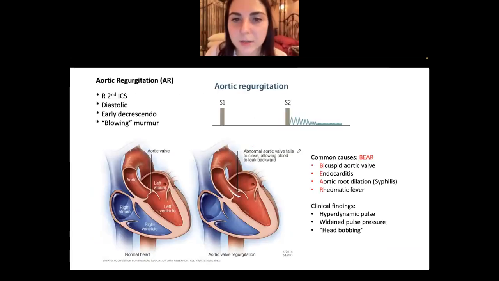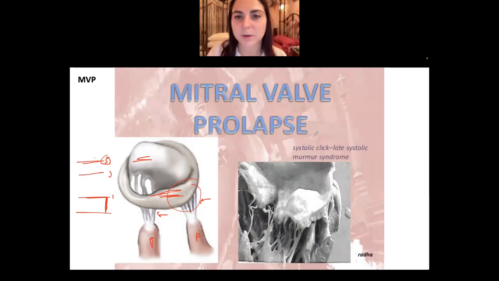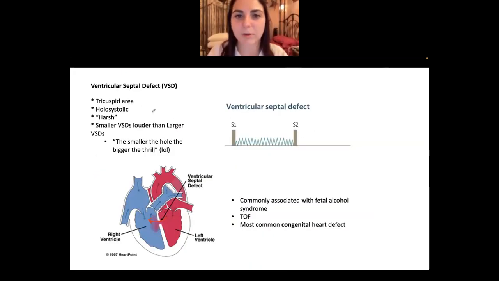It's holosystolic, so this already looks like mitral or tricuspid regurg. It's going to be throughout systole, but it sounds harsh. I've seen this word a lot as a buzzword for a VSD. It just sounds very, very harsh, really intense. And counterintuitively, smaller VSDs are louder than larger VSDs.